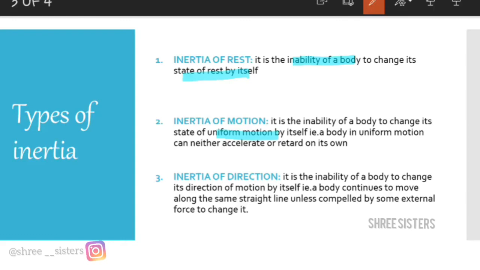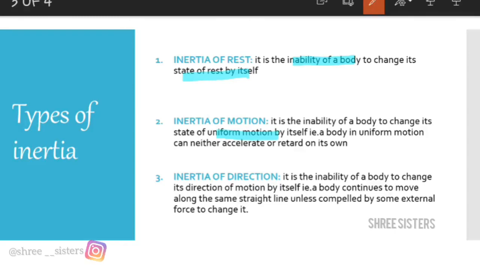And a person jumping out of a speeding train will fall forward. Why will that happen? Because when we jump from a train, the feet will be at rest on touching the ground, but the body will continue to move forward because of the inertia of motion. That's why the person will fall forward when jumping out of a speeding train. And don't try this at home or anywhere, guys. So these are the two examples for inertia of motion.